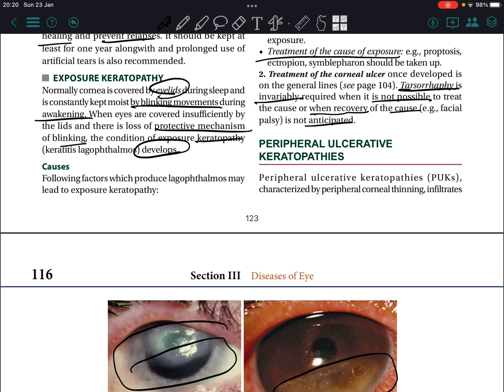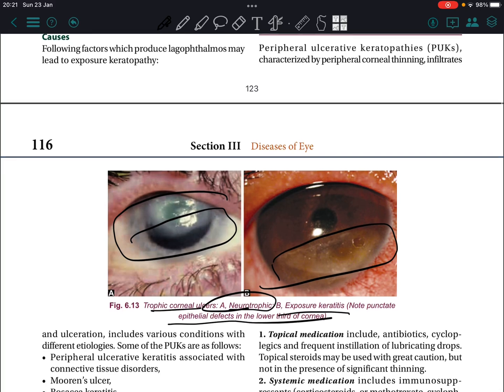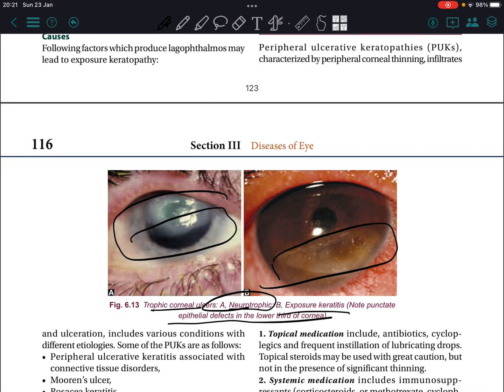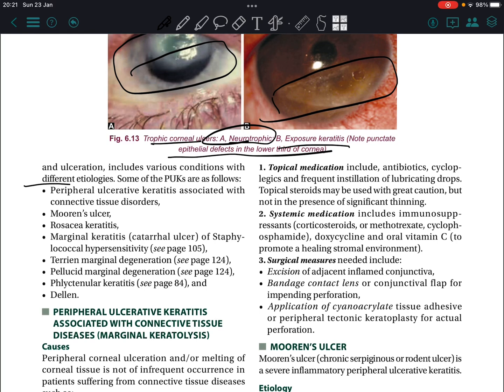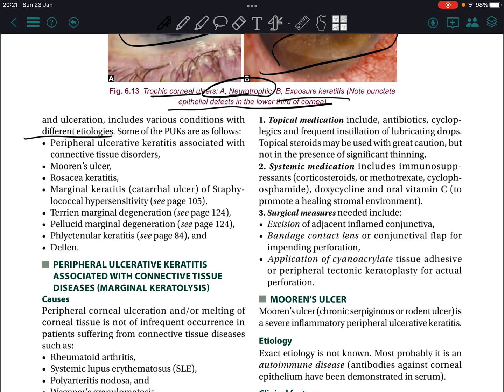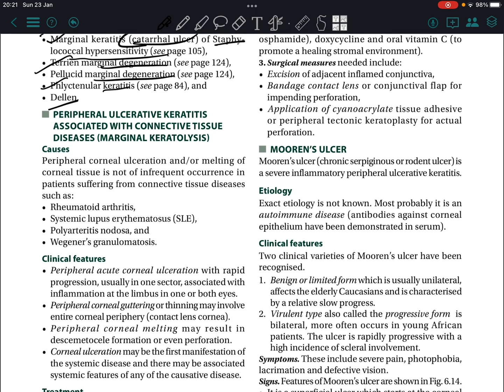Peripheral ulcerative keratopathies, PUKs. These are characterized by peripheral corneal thinning, infiltrates, and ulceration, and include various conditions with different etiologies. Some of the PUKs are as follows: peripheral ulcerative keratitis associated with connective tissue disorders, Mooren's ulcer, rosacea keratitis, marginal keratitis, Catarrhal ulcer, staphylococcal hypersensitivity, Terrien marginal degeneration, pellucid marginal degeneration, phlyctenular keratitis, Dellen.